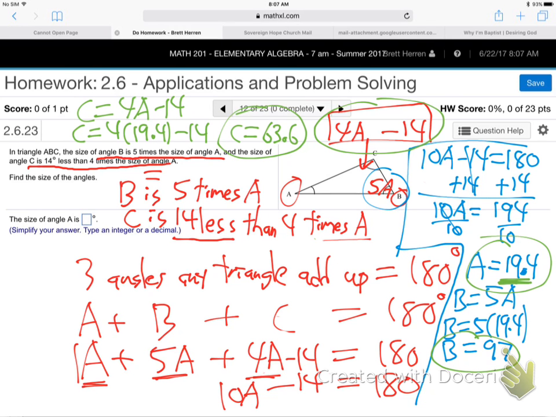So the three angles in a triangle always make 180. They told us that the B was 5A and C was 4A minus 14. So we did A plus B plus C, plugging in the formulas, set equal to 180, solve for A, and then plugged in to get B and plugged in to get C. All right.